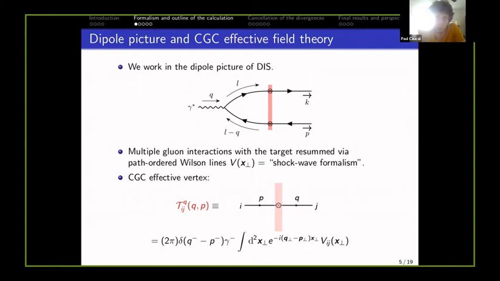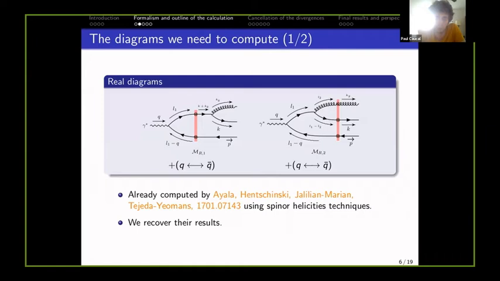So now let me present the diagrams that we need to compute. They are real diagrams where the emitted gluon can be emitted either after the shockwave or before the shockwave, and thus the gluon interacts with the shockwave. We also have, of course, the QQ-bar interchange diagrams.